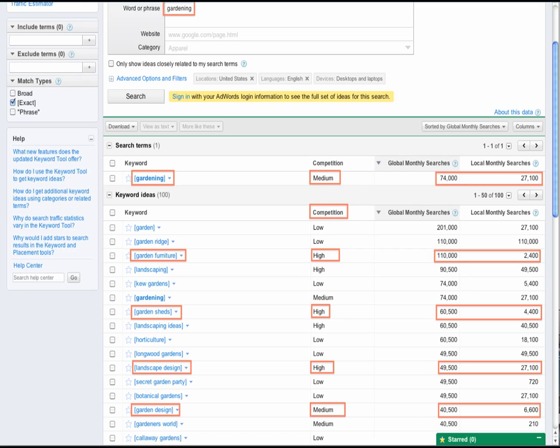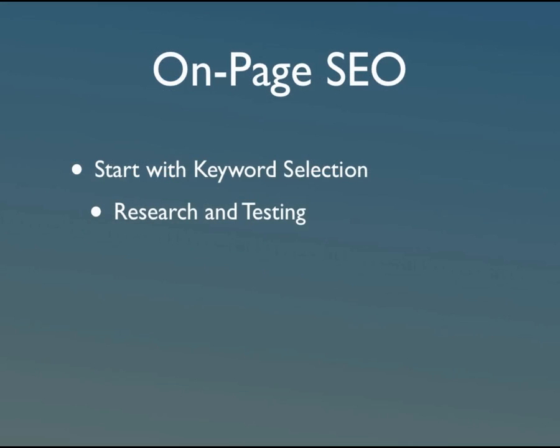There is also competition to take into account with that. Researching and testing is very important here, where you need to look at the number of keywords, the number of searches per month, and also the competition.